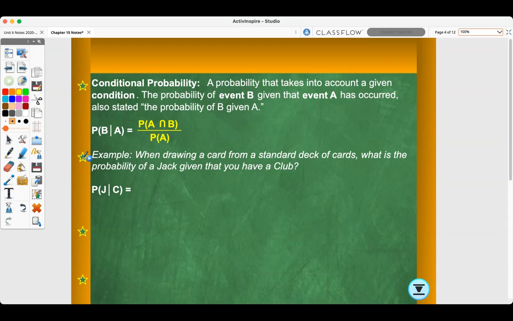Let's look at an example. When drawing a card from a standard deck of cards, what is the probability of a jack given that you have a club? So this is the probability of jack given that you have a club would be the probability of jack and club all over the probability of a club. So a jack and club is only 1 out of 52. Probability of a club is 13 out of 52. So the probability that you have a jack given that you have a club is 1 out of 13.